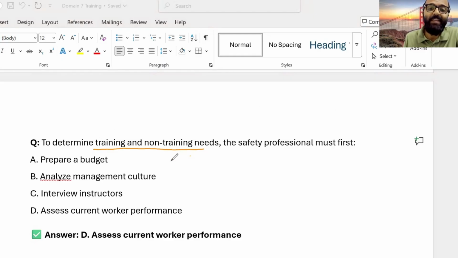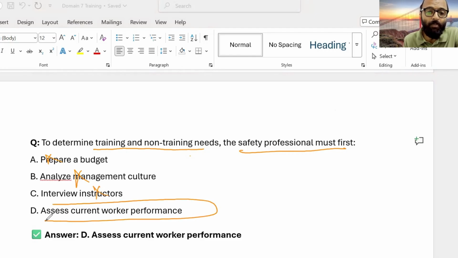To determine training and non-training needs, the safety professional must first prepare the budget, no, analyze management culture, no, interview instructors, no, assess current worker performance.